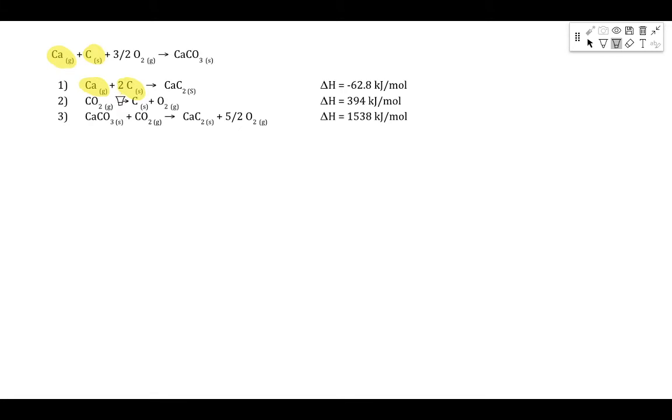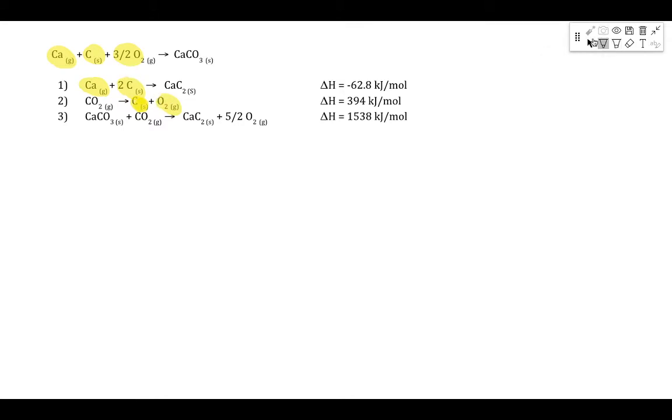I've got CO2 gas produces carbon solid plus O2 gas. Now, O2 seems to be the only commonality between the reference and the target, as well as the carbon is here as well. So this kind of decides for me what to do with reference number 1, right? So if I take a look here, I have 2 carbons on the left side. And then if I leave this equation as is, this 2 and this 1 would mean that one of those carbons would cancel out, right?